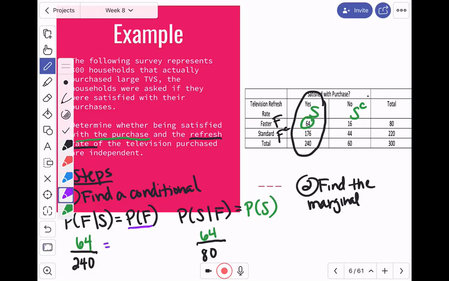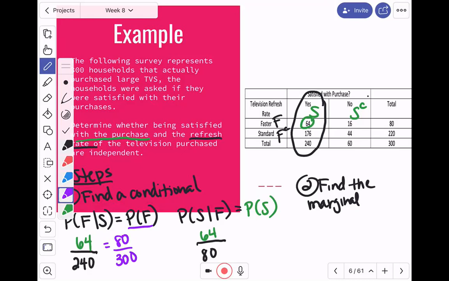What is the probability of F? Can anybody tell me that? What is the probability of purchasing a faster refresh rate TV? I really only care about faster. How many people purchase a faster refresh rate TV? 80. 80 out of how many total? 300. 80 out of 300.